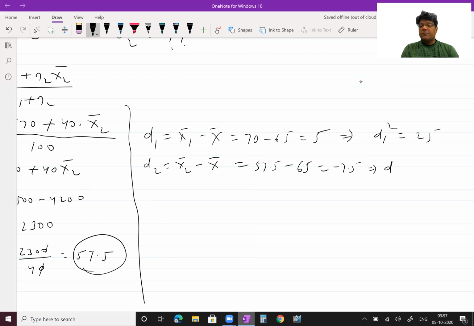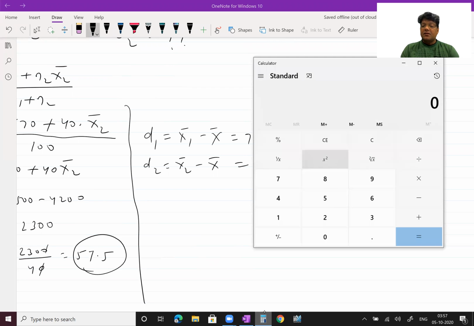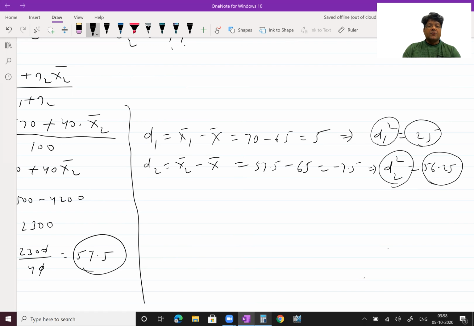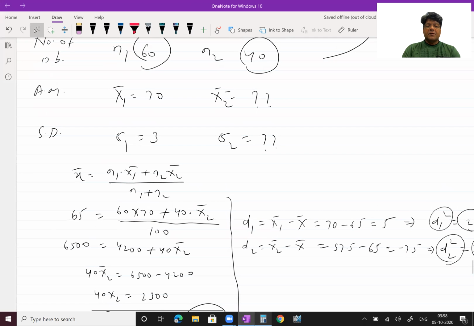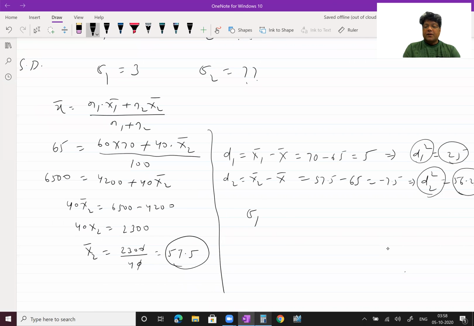So ultimately what we will use is D2 square, that is equal to the square of this. 7.5 into 7.5 equals 56.25. This is the value of D2 square, and this is the value of D1 square. Now, sigma 1 and sigma 2. Sigma 2 we have to calculate. Sigma 1 square is equal to 9 because sigma 1 is equal to 3.